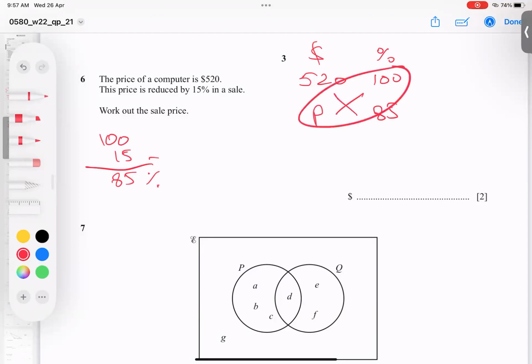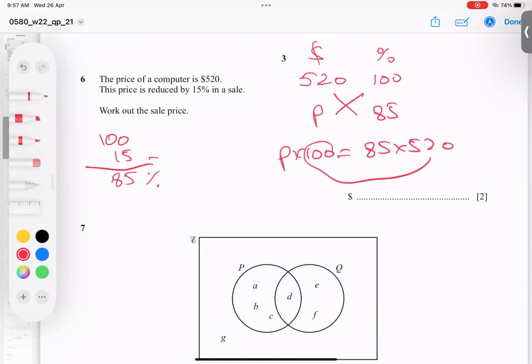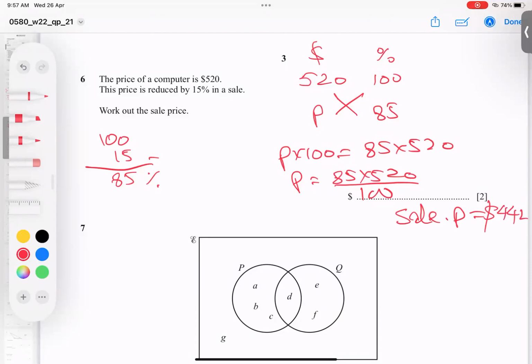Okay, so P equals 85 times 520, and this 100 will divide. So 85 times 520 divided by 100. If I check it, the answer is 442. So the sale price is what, students? $442. I hope that's a clear idea. And make sure this is called the full amount. Full is called 100.